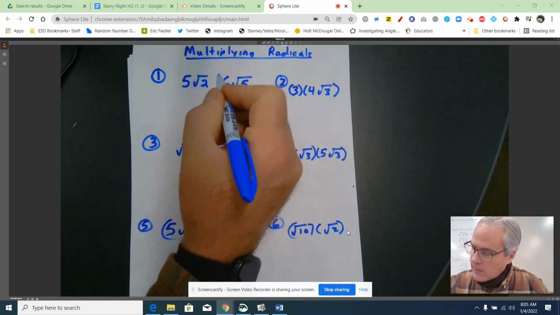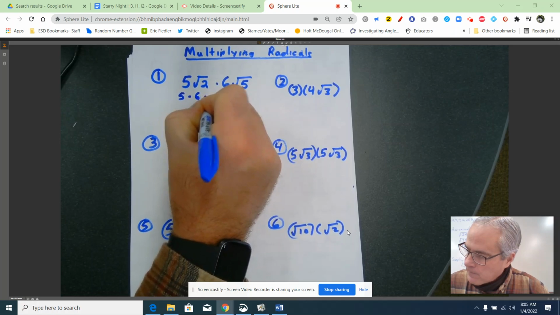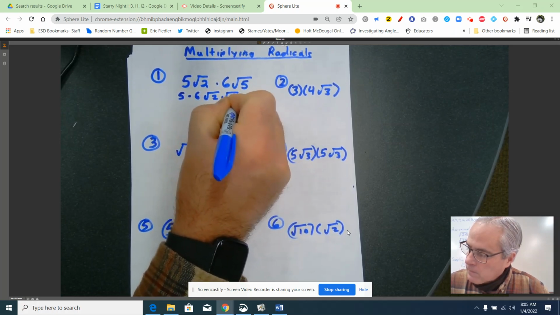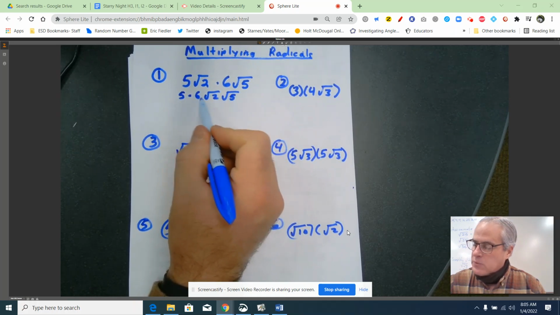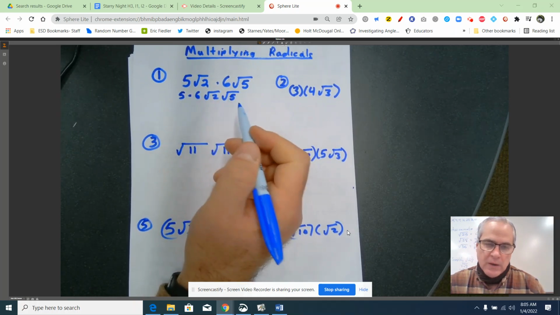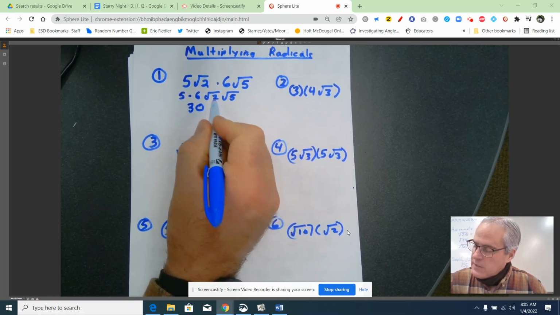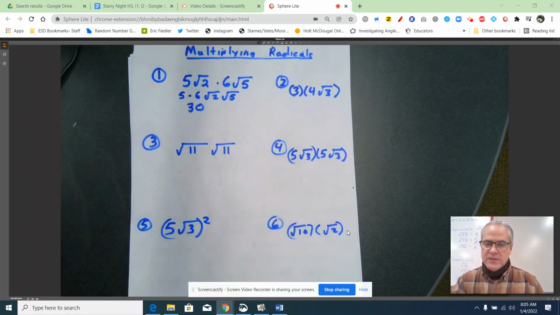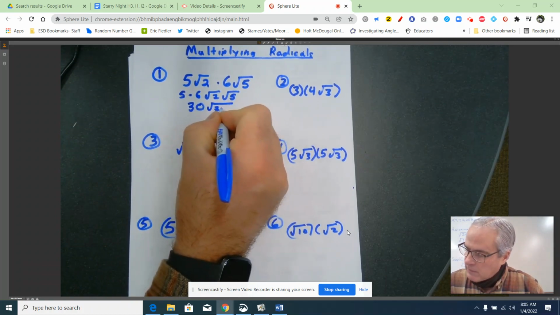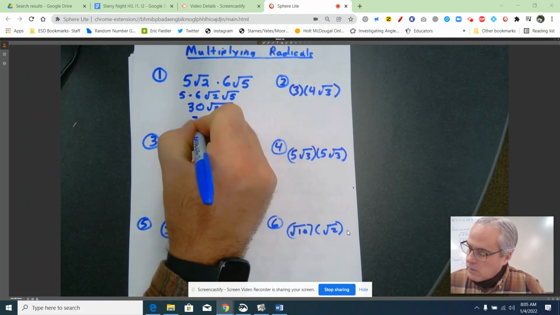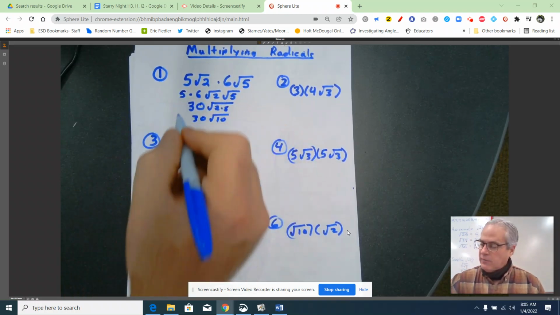So here's number one. First thing I'm going to do is change the order that I'm multiplying around. Now, this is still all multiplication, and I just put the numbers without radicals together and the numbers with radicals together. 5 times 6 is 30. Square root of 2 times the square root of 5. This is where I'm going to put them back together as the square root of 2 times 5. And 2 times 5 is 10. So 30 root 10 is what I have right now.